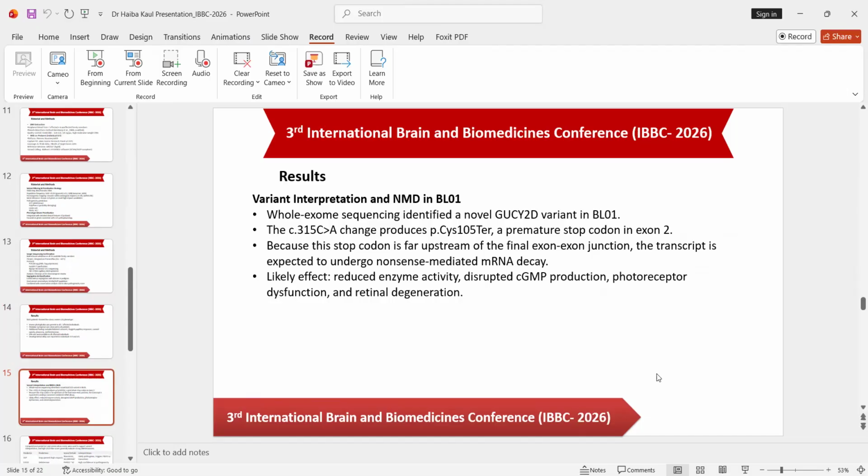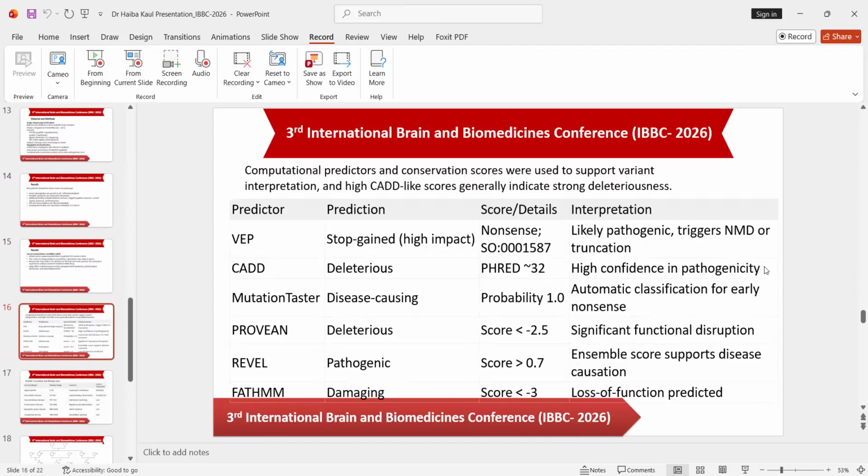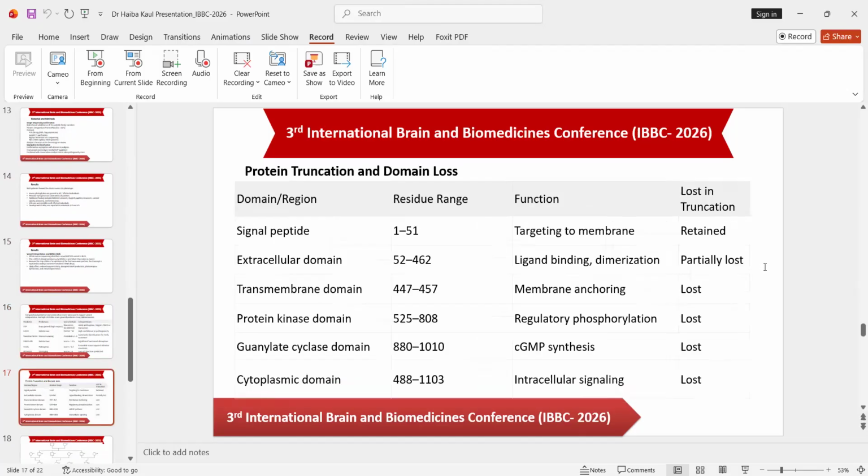So, the likely effect, although it was all done through bioinformatics and was not a functional study, is reduced enzyme activity and disrupted cyclic GMP production, and it's also reported in certain other studies where they performed some functional analysis. Here you can see the bioinformatic predictors of the pathogenicity of this identified variant. You can see PolyPhen, MutationTaster. They all say it's likely pathogenic, with high confidence in pathogenicity of this variant.